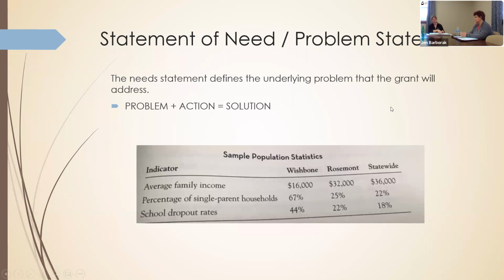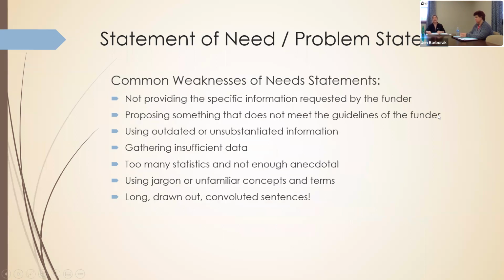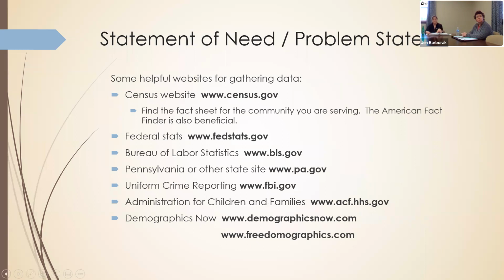We're going to stop there and then, well, actually go to the next slide. Make sure that you review this slide. These are the websites where I would often go to pull statistics and data for my problem statements. And the census website, I think, was the one that I used the most. And you can find the fact sheet for the county that you're serving. American Fact Finder is also beneficial.